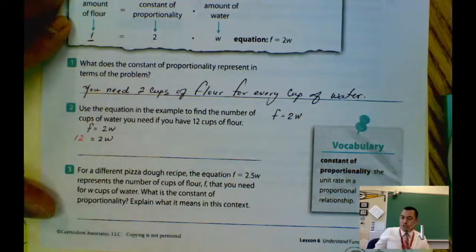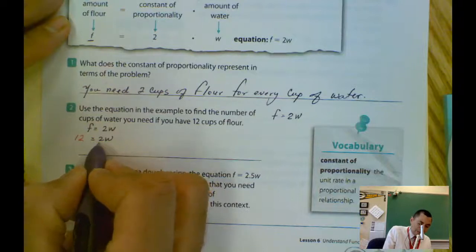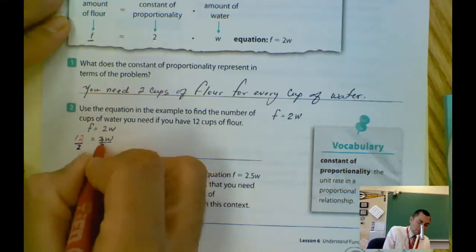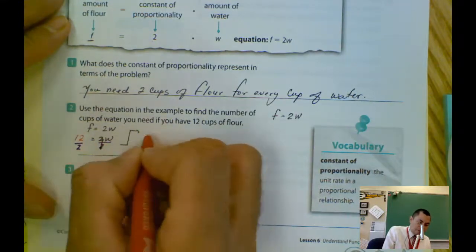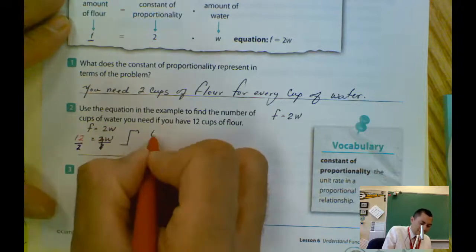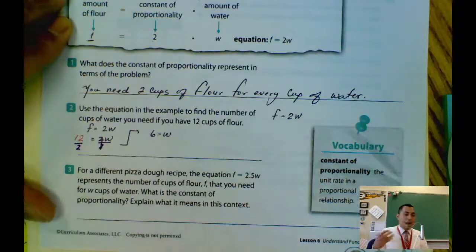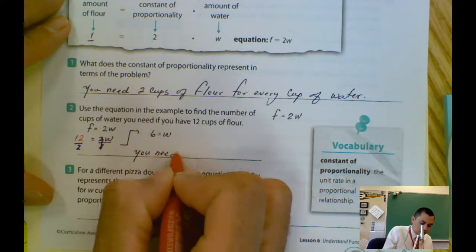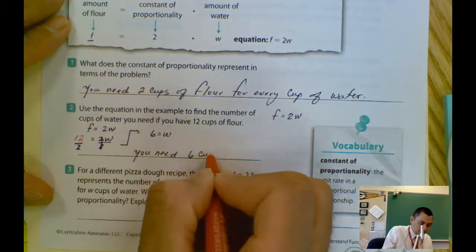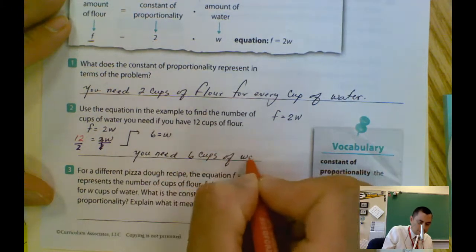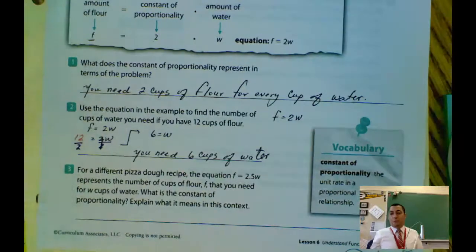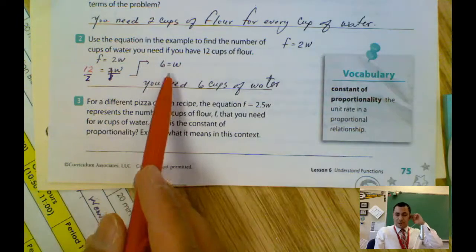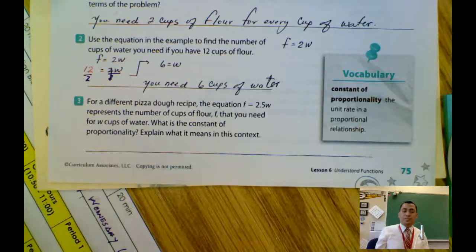So let's solve the equation. 2 is multiplying, so we are going to divide both sides of the equation. 2 divided by 2 is 1. So this one becomes 12 divided by 2 is 6 equals W. That means you need 6 cups of water. That's what it means. So we solved the equation for W, and then we got 6 equals W. That's the amount of water, so 6 cups of water.